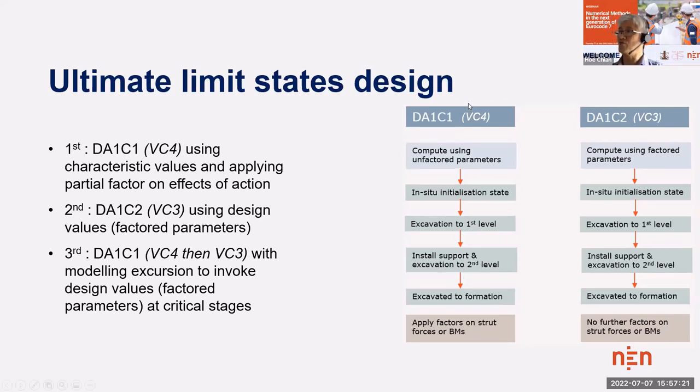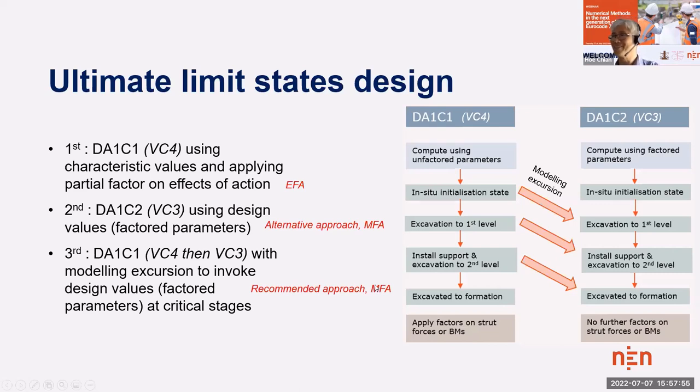The third approach is you start from combination one, and then you take so-called modeling excursions at critical stages that you consider you want to look at the forces under material factor approach more carefully. Virtually, you switch your analysis, applying factored soil properties by taking this modeling excursion. So that is easier to explain than the complex table 8.1. So basically this first approach is the so-called EFA, the first column. And the second column is the recommended approach under material factor approach, and that is taking the modeling excursion, and the alternative approach is where you start with factored parameters and go through to the end.